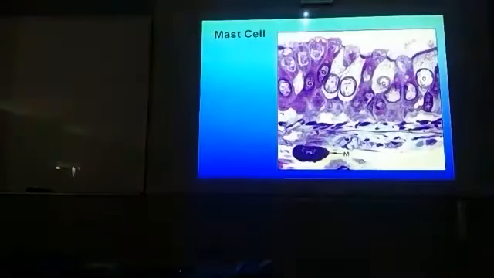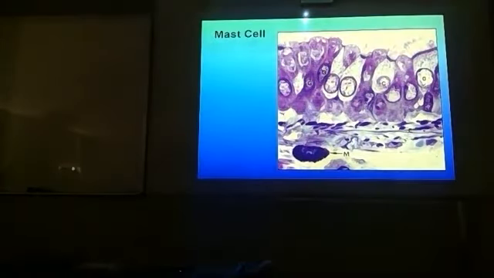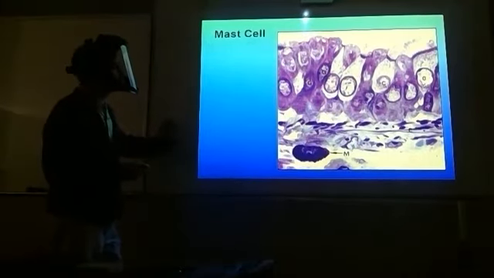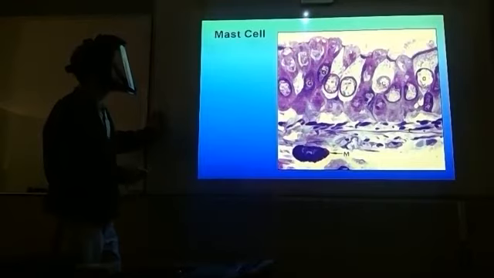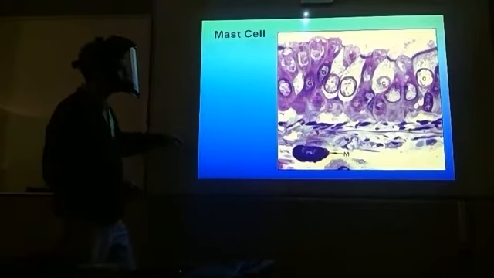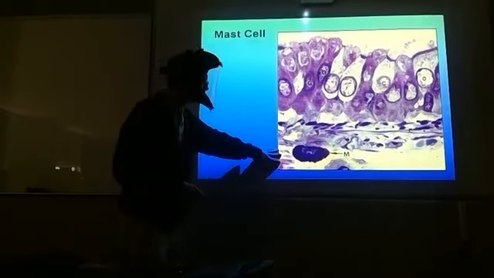Take a look at this. Here's an example of a section through the respiratory tract showing you one of these mast cells. There's the airway right there. We have the respiratory epithelium right there. You can see the pseudostratified ciliated epithelium here. You've got some goblet cells here. That makes up the respiratory epithelium. You've got a basement membrane running underneath. Underneath the basement membrane, you've got the subepithelial tissues.